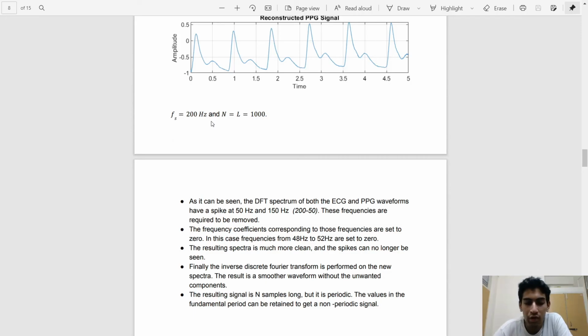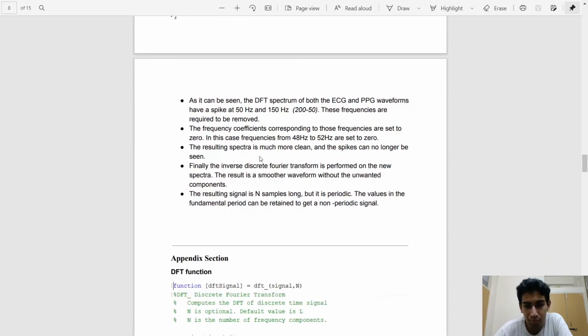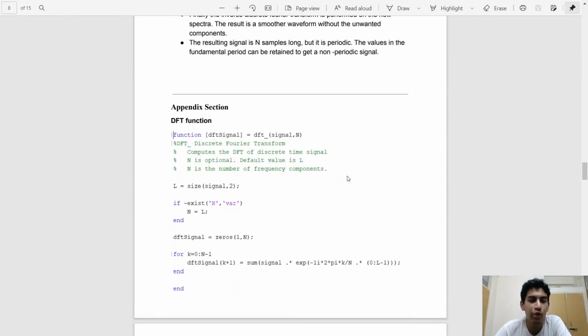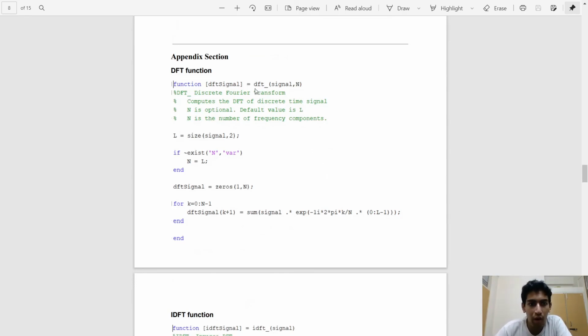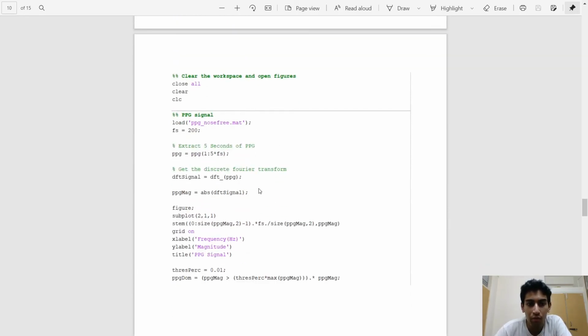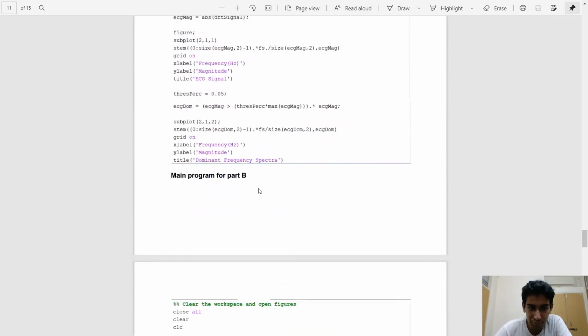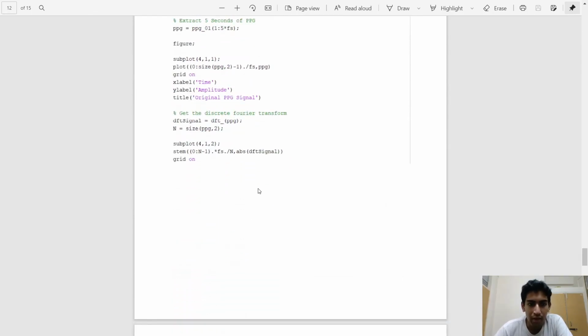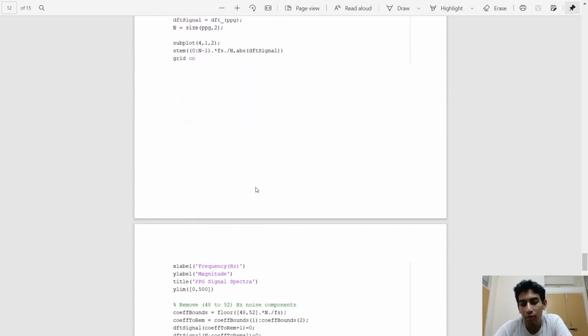Again here for the inverse discrete Fourier transform, I have taken N equal to L equal to 1000, and you can find the code in the appendix section of how I have made the function of a DFT and IDFT, and call these using the main programs for both of the parts. And that is how you can remove unwanted frequencies using the discrete Fourier transform in MATLAB.